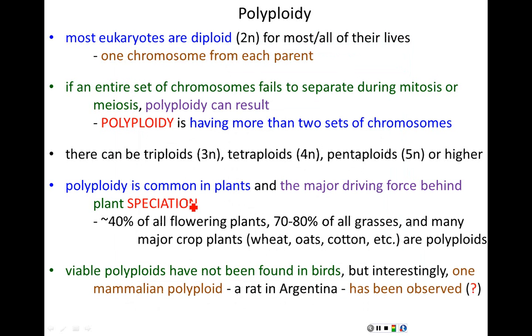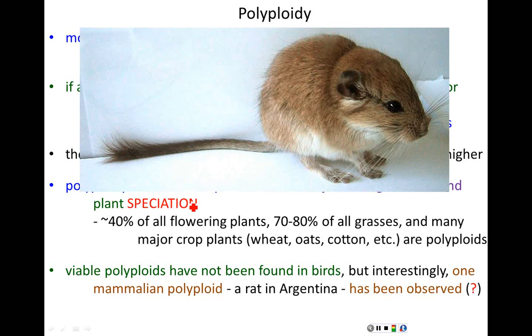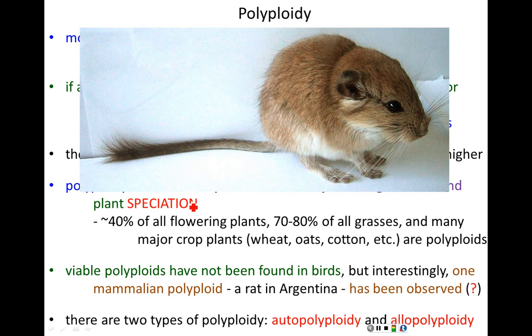Viable polyploids have also been found in one mammal. There's a rat in Argentina. This cute little guy right here is thought to be triploid, but there's some lack of consensus on that, some controversy on that. Some scientists actually think that that's not the case. It's still up in the air. We've never found a viable polyploid in birds, so it tends to be more of a plant effect in general.